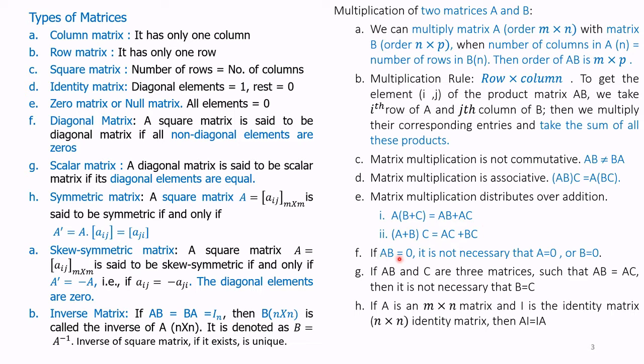Next item: if AB equals 0, it is not necessary that A equals 0 or B equals 0. If A, B and C are three matrices such that AB is equal to AC, then it is not necessary that B is equal to C. Then the last item in multiplication: if A is a matrix of order m into n and I is the identity matrix n into n, then AI is equal to IA.